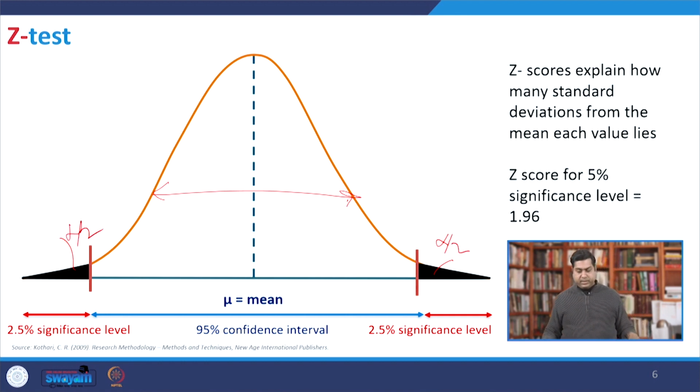So, normally we check at the 5% significance level, where the corresponding Z value is plus minus 1.96 for a two tail test. There are a few other one tail tests and all. But for two tail, normally we go for most of the cases. So, I am referring to that value.